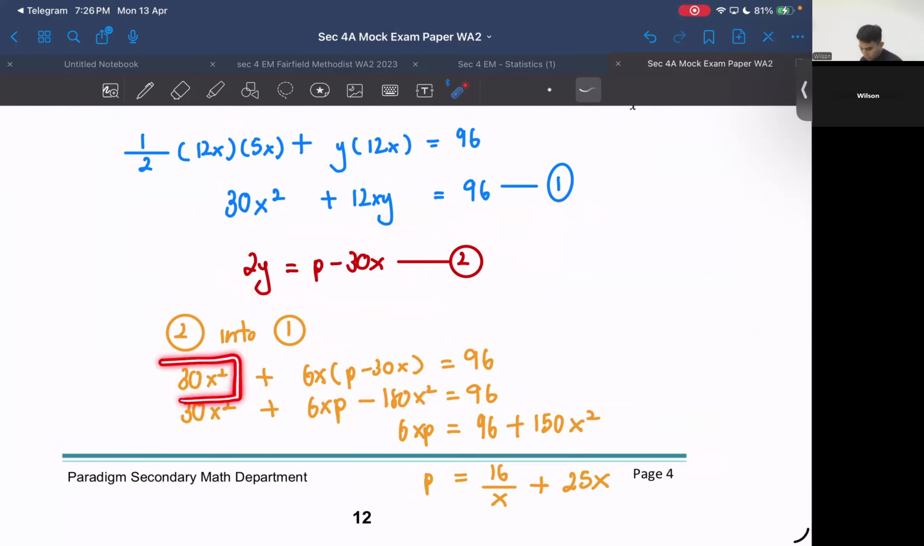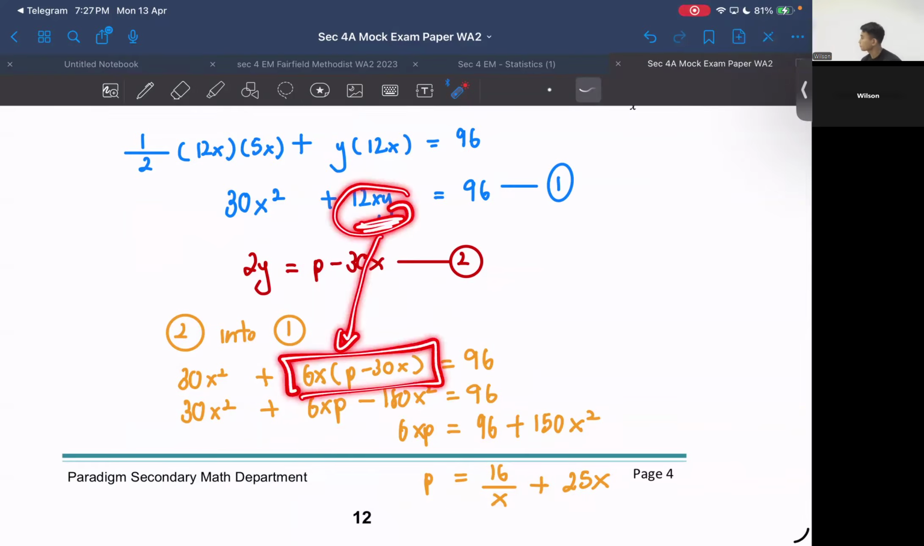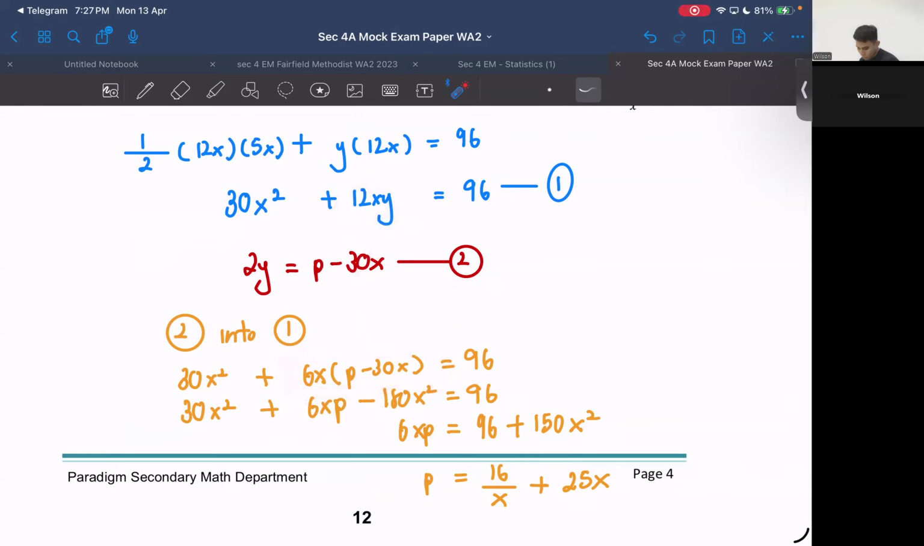So 30x squared, this one is 6x times 6x times 2y over here, because this will give me 12xy. Okay, this one is 12xy over here. So once I got this, I managed to go and make P my subject. So this should be my answer over here.